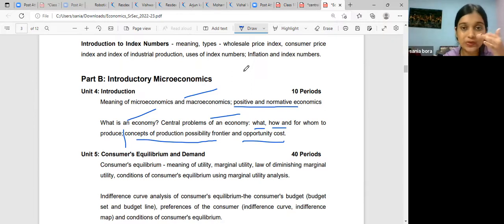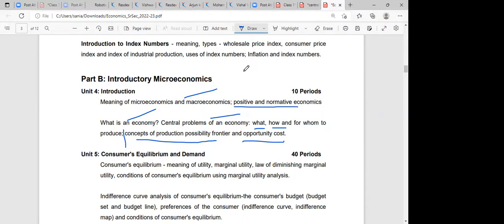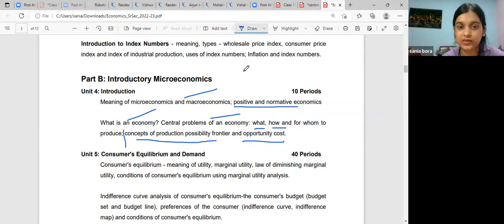So from today onwards, you can start: first just learn the difference between micro and macro, then tomorrow you can learn the causes of the central problem. Next day you can learn what the central problems are, like what to produce, how to produce, and so on. You can divide it like this, because when I'll be conducting your test, I'm expecting full marks from your end. Okay.